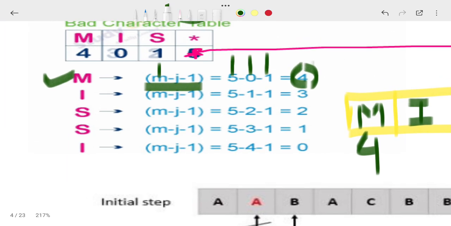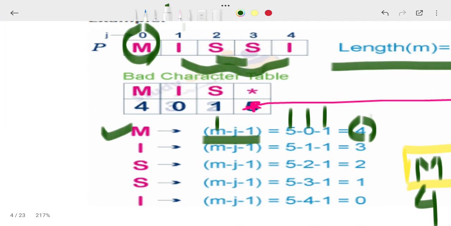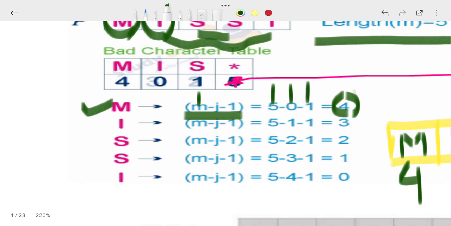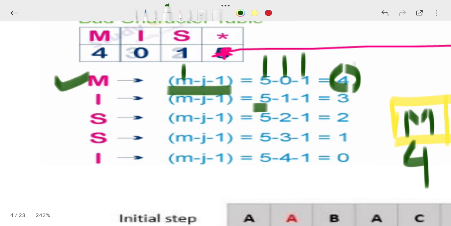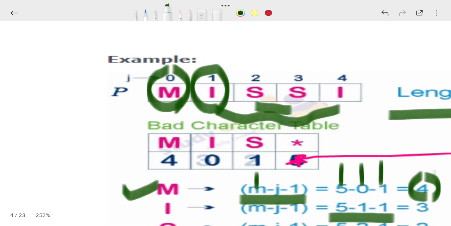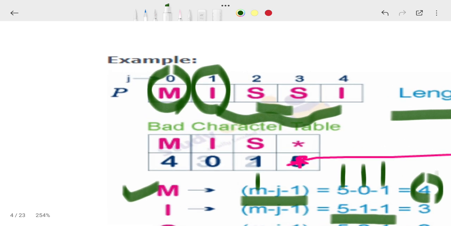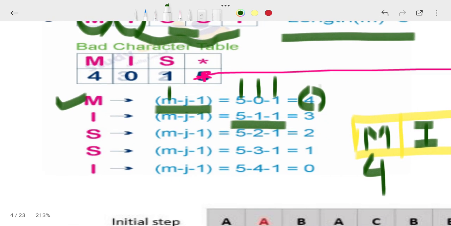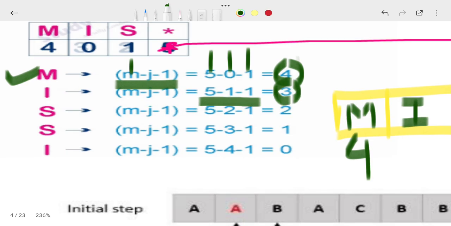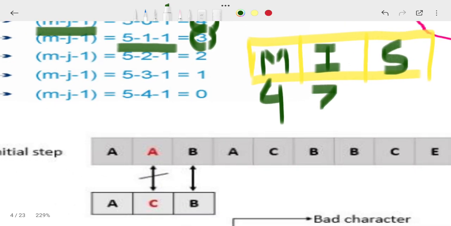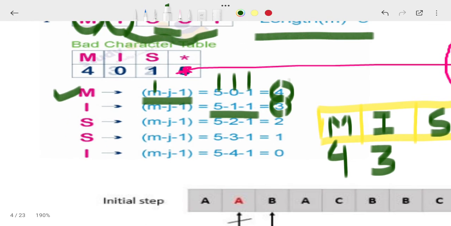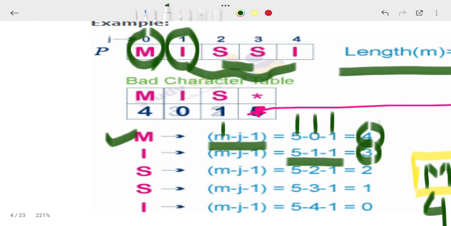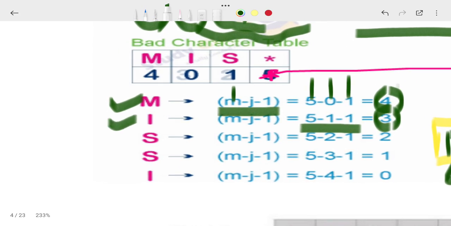Done. Now next, for i. Again m minus j minus 1, 5 minus 1. Why 1? Because my i is placed at first index. So this value is 3. I will write 3 here. Done. Next is s.